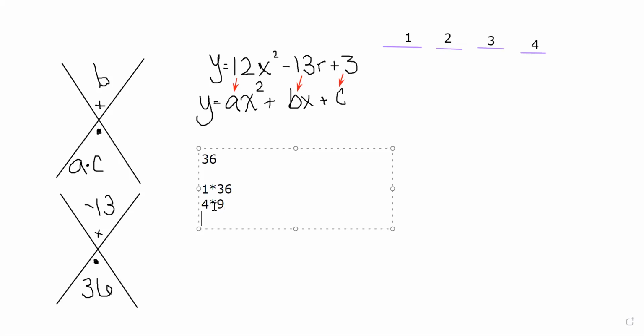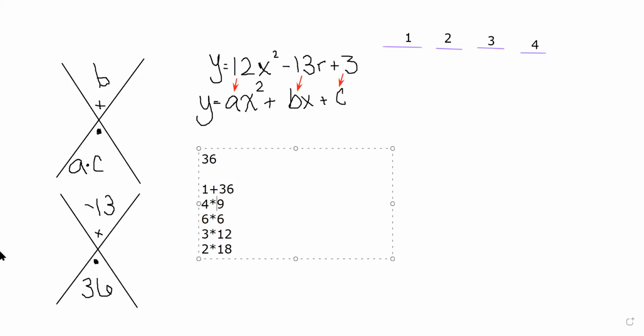4 and 9. That's a good one. 6 and 6. Let's see, I think there's two more. There's two more. Guadalupe said 3 and 12, good. Last one. 36 is even, which means it's divisible by 2. So 2 times something is 36. Yes, there we go.